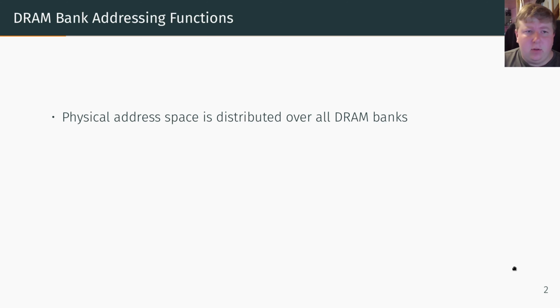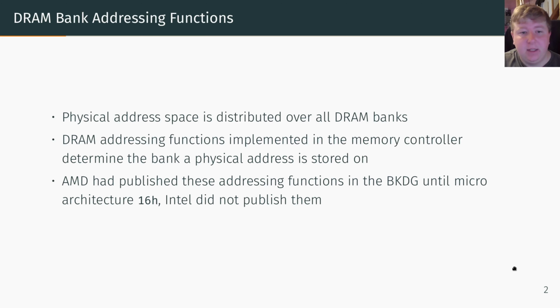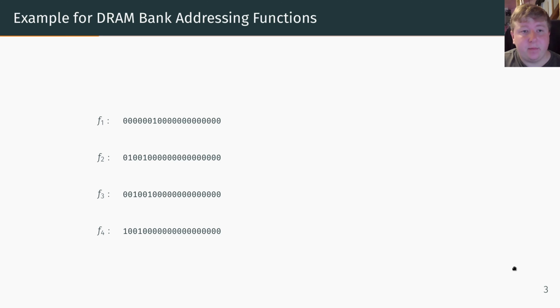Let's take a short look at DRAM bank addressing functions. Basically, the physical address space is distributed over all DRAM banks. The DRAM addressing functions are implemented in the memory controller and determine the bank a physical address is stored on. AMD had published these addressing functions in the BIOS and Kernel Developer Guide until Microarchitecture 17H. They stopped at Microarchitecture 17H. Intel did not publish these functions at all, so basically research was focused on Intel until now.